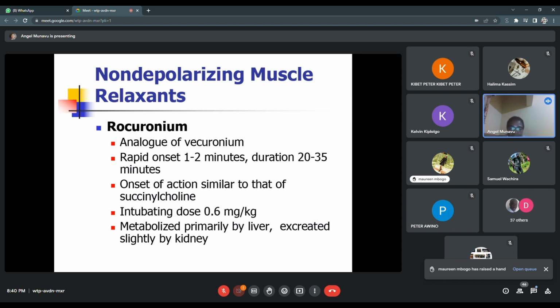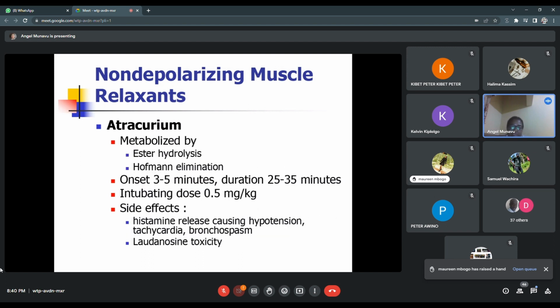So a patient with liver disease, liver issues, you don't want to use rocuronium, and a slight amount of it is excreted in the kidneys.